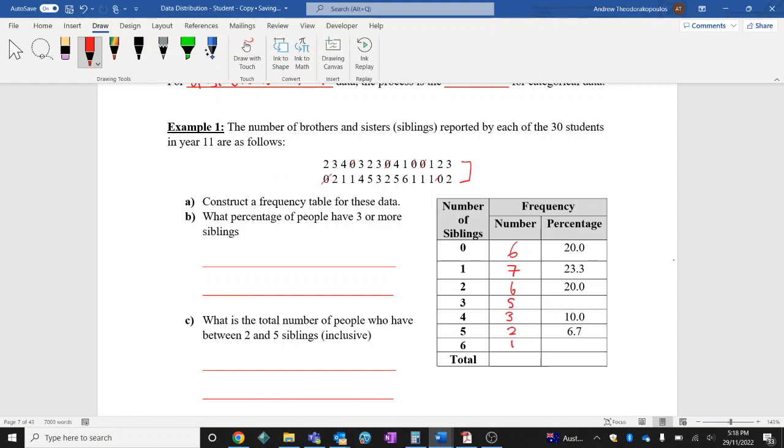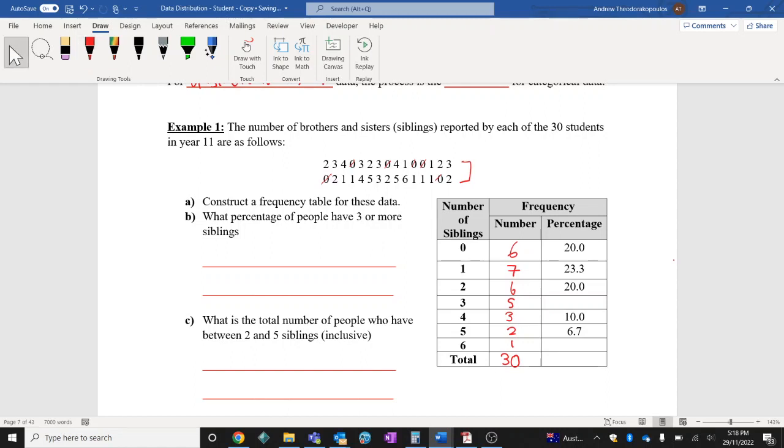This is the number of times: 0 siblings happens 6 times, 1 sibling happens 7, and so on. If we add up all these numbers, we should get a total of 30 students. So let's just double check. 6 plus 7 is 13, plus 6 is 19, plus 5 is 24, plus 3 is 28, plus 2 is 29, plus 1 is 30.